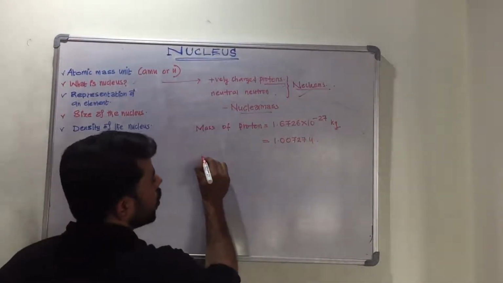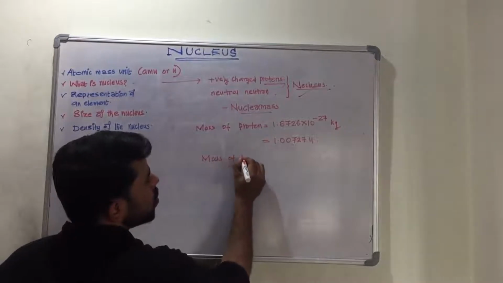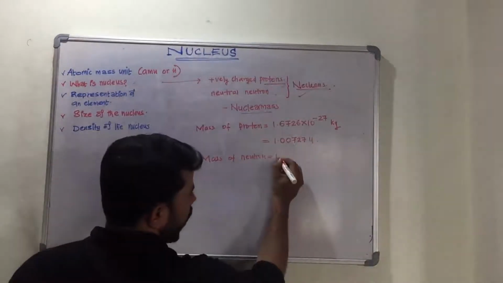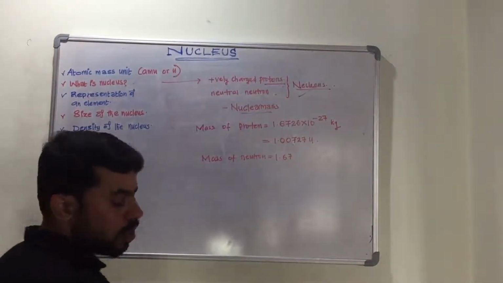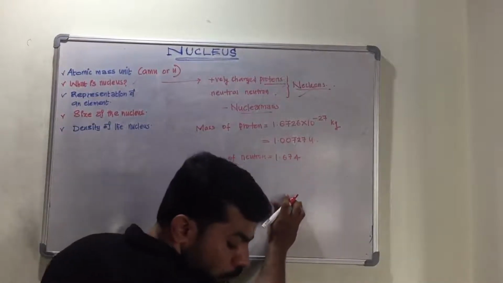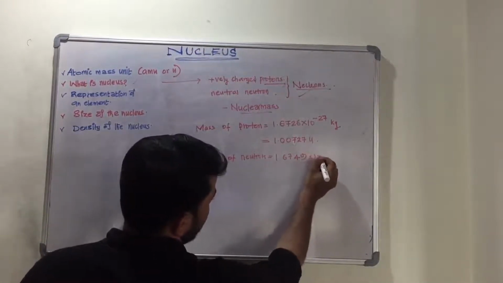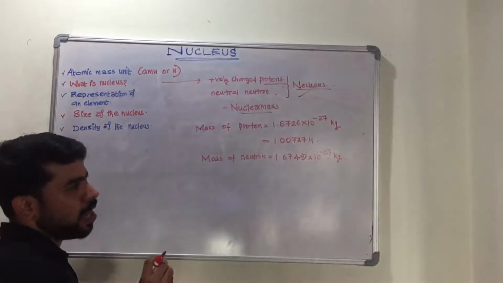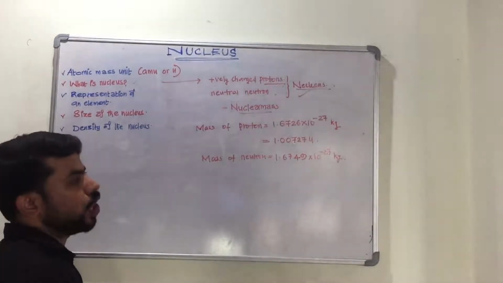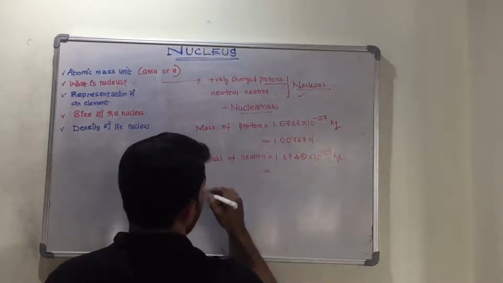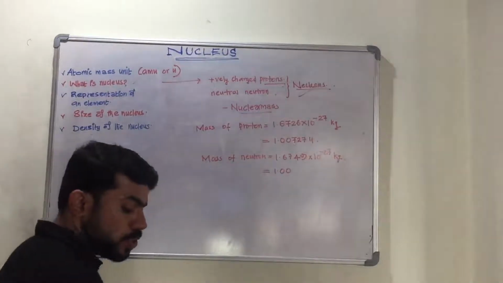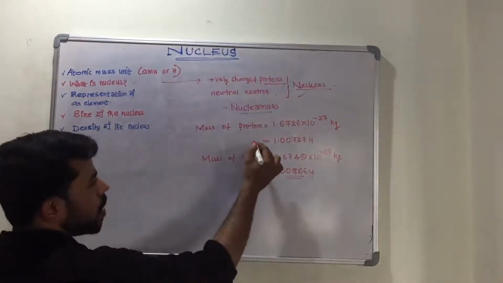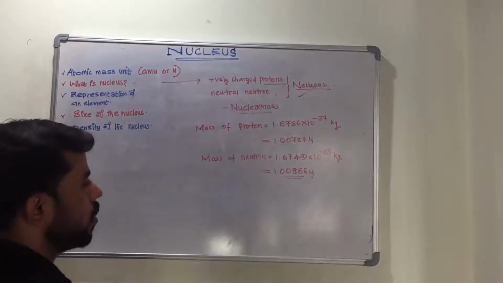Then the mass of neutron is equal to 1.6749 into 10 raised to minus 27 kilogram. So neutron is slightly heavier than proton. On converting into the atomic mass unit, the AMU scale, it is equal to 1.00866 u. So this is the mass of one proton and this is the mass of one neutron. Very small.